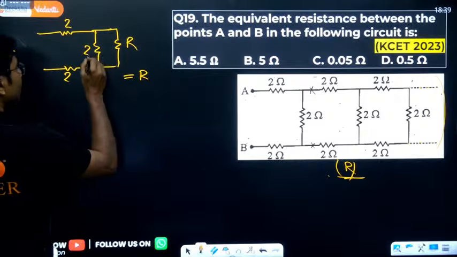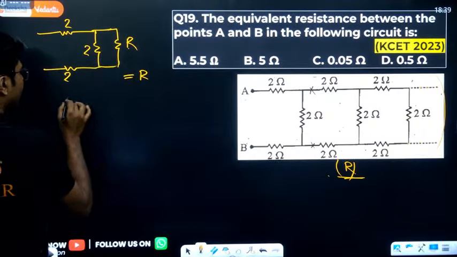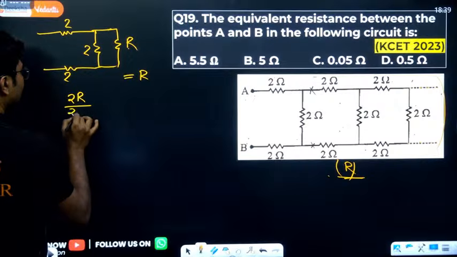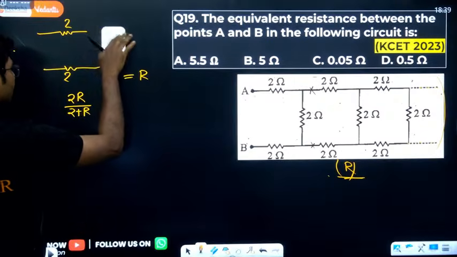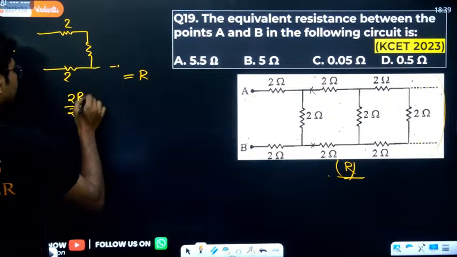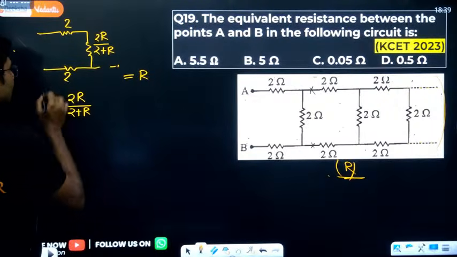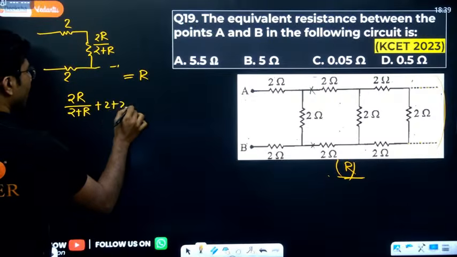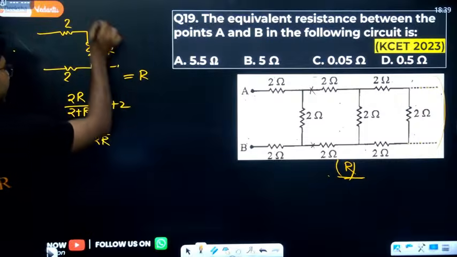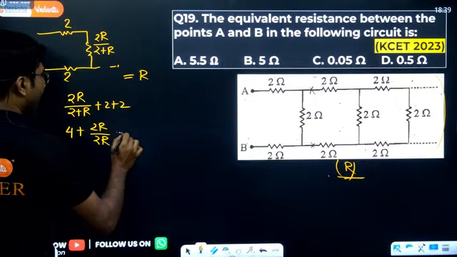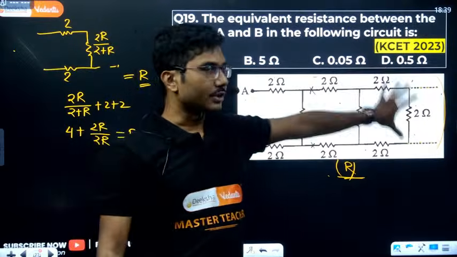Now how to solve it? So these 2 and R are connected in parallel. So 2R divided by 2 plus R. So this is the parallel combination. So you place this one using this one. This is 2R by 2 plus R, right? Now these 3 are in series, so you have to just add these. So you get (4 plus 2R) by 2R. So this is the equivalent resistance of this circuit, and according to our assumption, this should be equal to the original resistance R, that is the total resistance of the circuit.